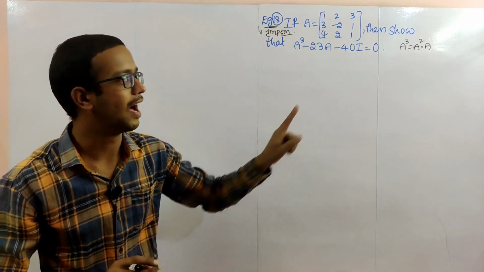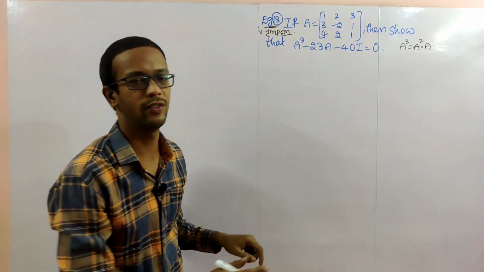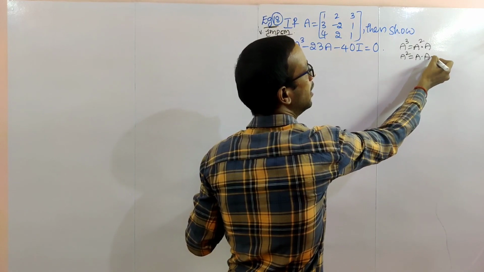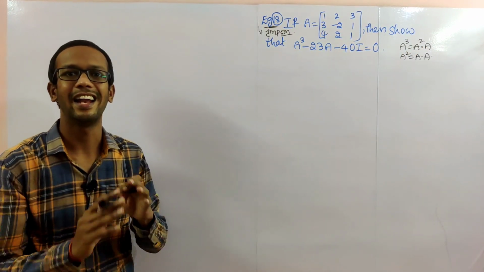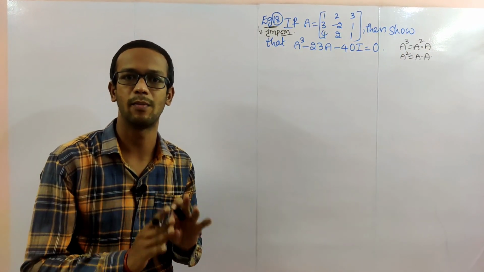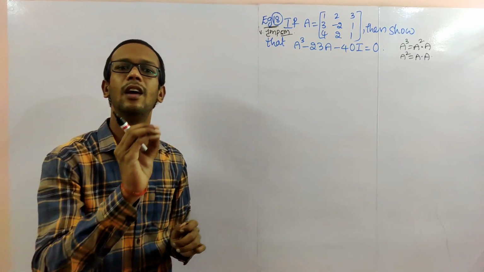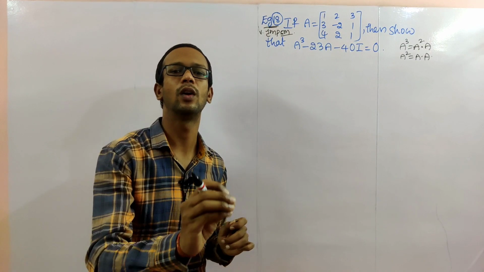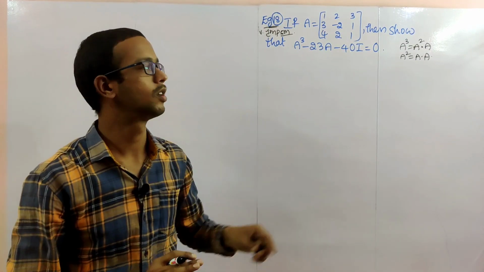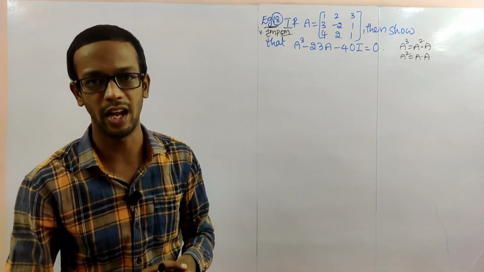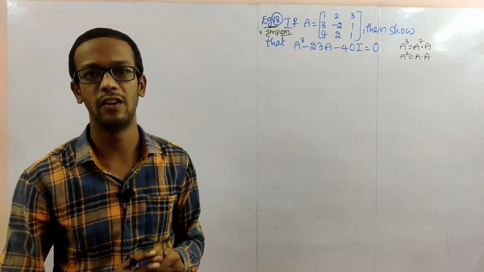So A square we need. A we already know, so A square we need. A square means what can we write? A square is equal to A into A. If you do direct squaring or direct cube, you will get the wrong answer. It is compulsory to follow this rule, because matrix multiplication follows the row by column rule. So A square we have to find first, A square is equal to A into A, then A cube we can find.